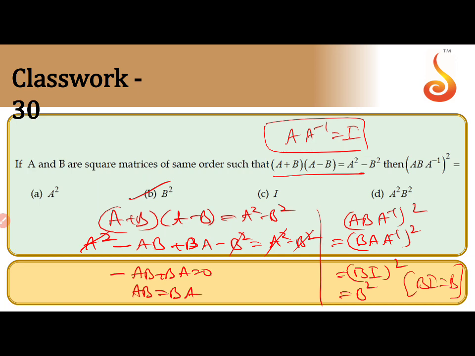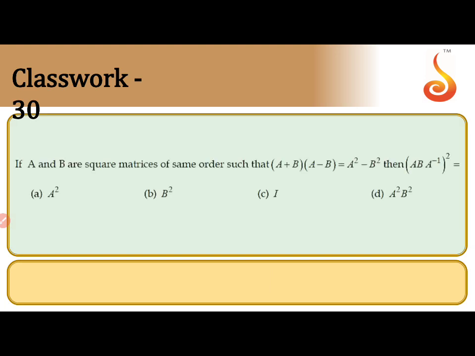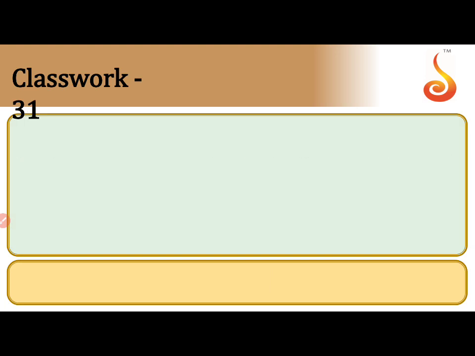Clear this one? First, multiply the first two terms, and you get a relation between A and B: AB equal to BA. Substitute this in the required answer. A into A inverse is I. BI is B, then B square is the answer. Next question. Check the answer. B square is the right answer.